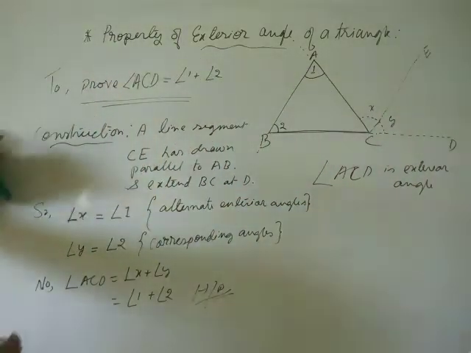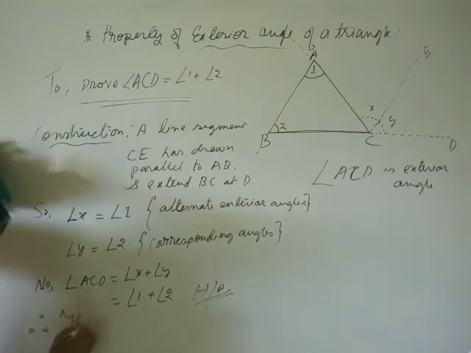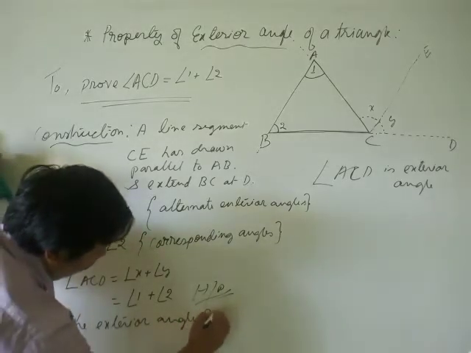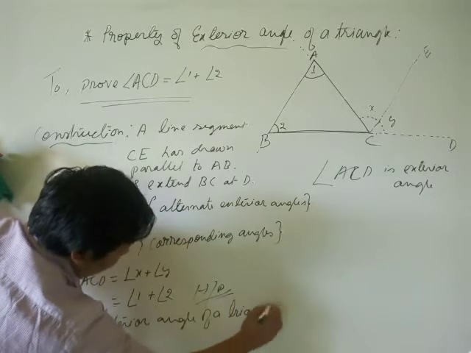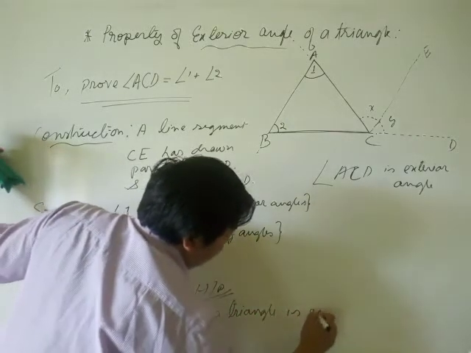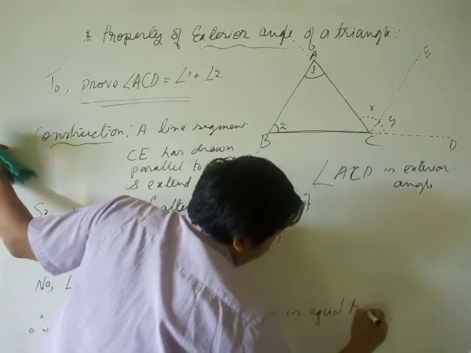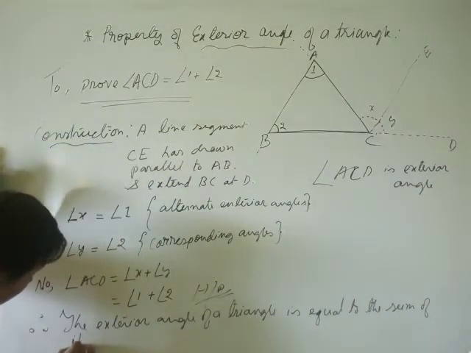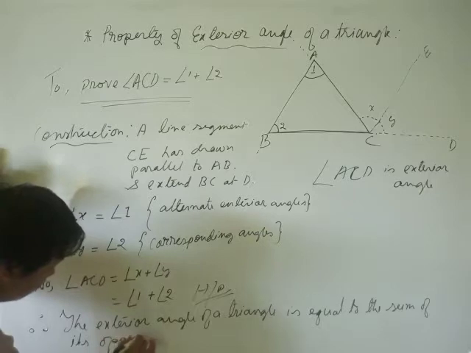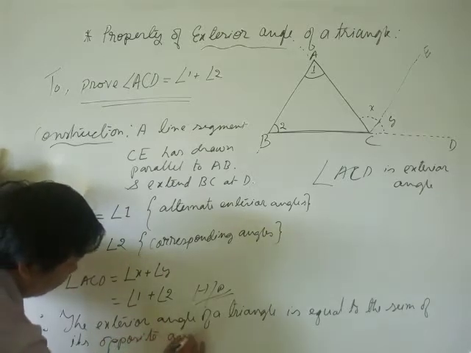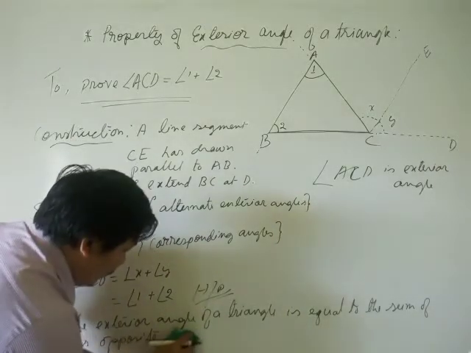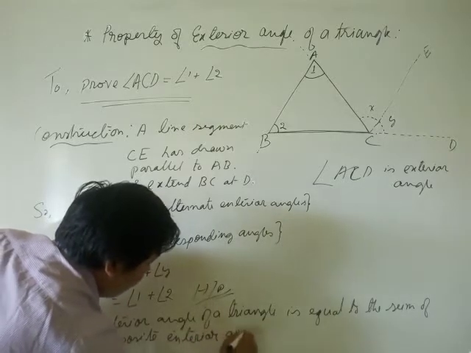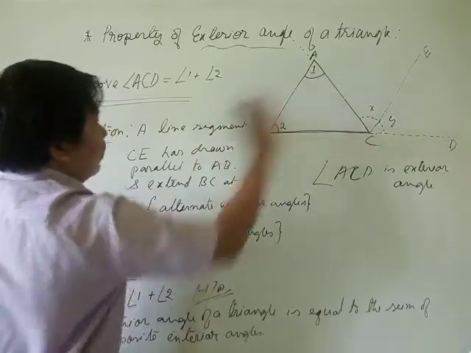Okay, clear? So therefore, the exterior angle of a triangle is equal to the sum of its opposite interior angles.